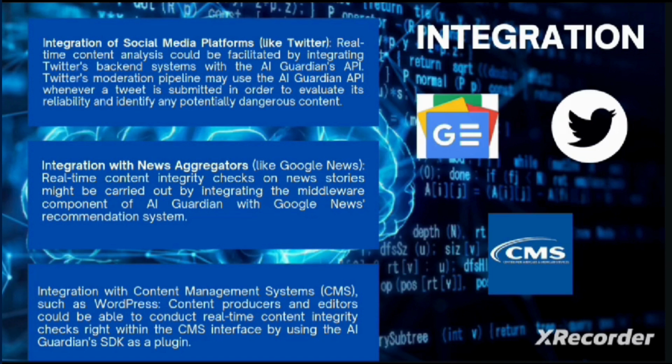Next is integration with the content management system. Content producers and editors should be able to conduct real time content integrity checks within the CMS interface by using AI Guardian as a plugin SDK. You can put a menu item in the CMS system to verify the data before posting it. So you can add a small development or a menu item as a plugin to the CMS system. This is how, as part of integration, we can deploy our fake news detection system.